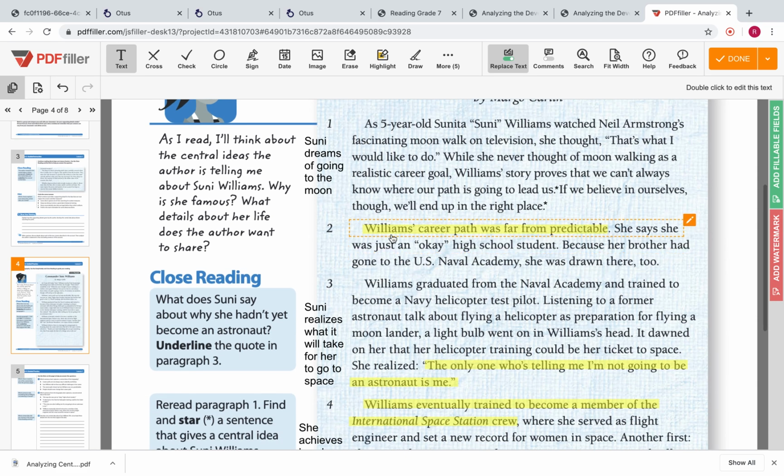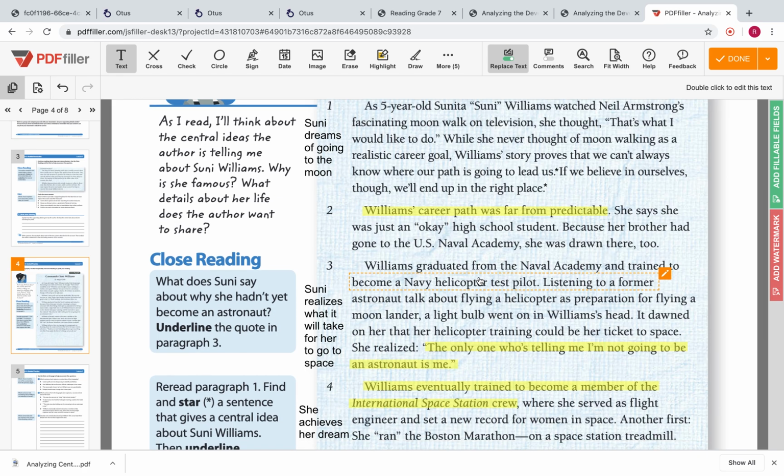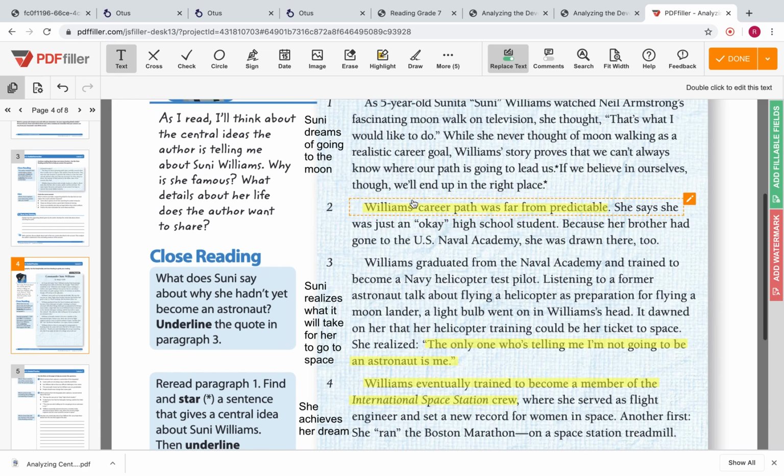Paragraph 2. Williams' career path was far from unpredictable. She says she was just an okay high school student. Because her brother had gone to the U.S. Naval Academy, she was drawn there too. All right, so let's underline the sentence, "Williams' career path was far from unpredictable." We're identifying details that fall under the central idea of Suni Williams. So this is going to be one detail that we are going to underline, important details about Suni Williams.